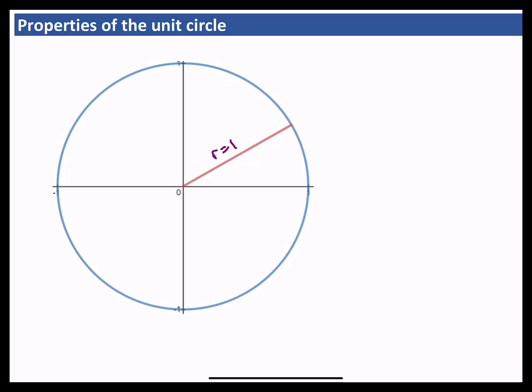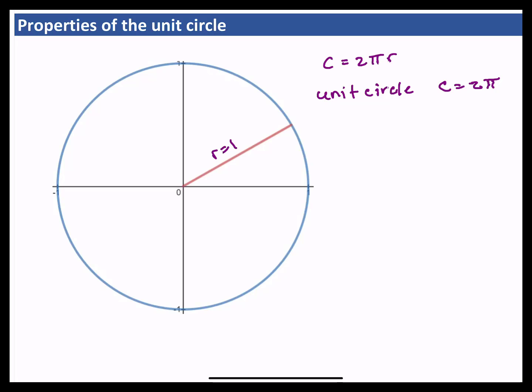And there are a couple things to recognize about the unit circle. First, we know that the circumference of any circle is 2 pi r. And since the radius is 1, we know that in the unit circle, the circumference will be 2 pi. So in other words, if a point were to travel all the way around this circle, the point would travel a total distance of 2 pi.